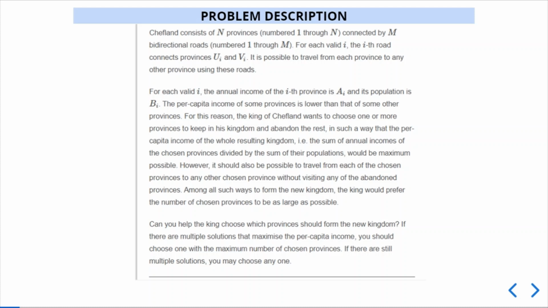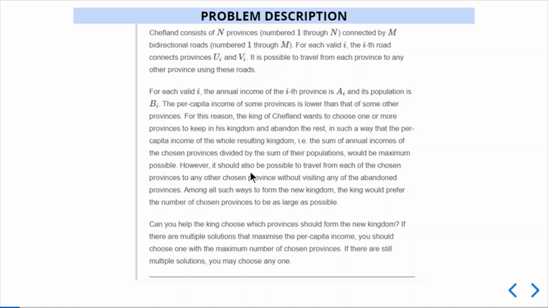The per capita income of some province is lower than that of another province. So the king of Sheffland wants to know how many provinces he can include in his kingdom so that its per capita income is maximized. Basically he wants only those provinces which give the maximum per capita income. The sum of the annual income of the chosen provinces divided by the sum of their population must be maximum in that particular case.